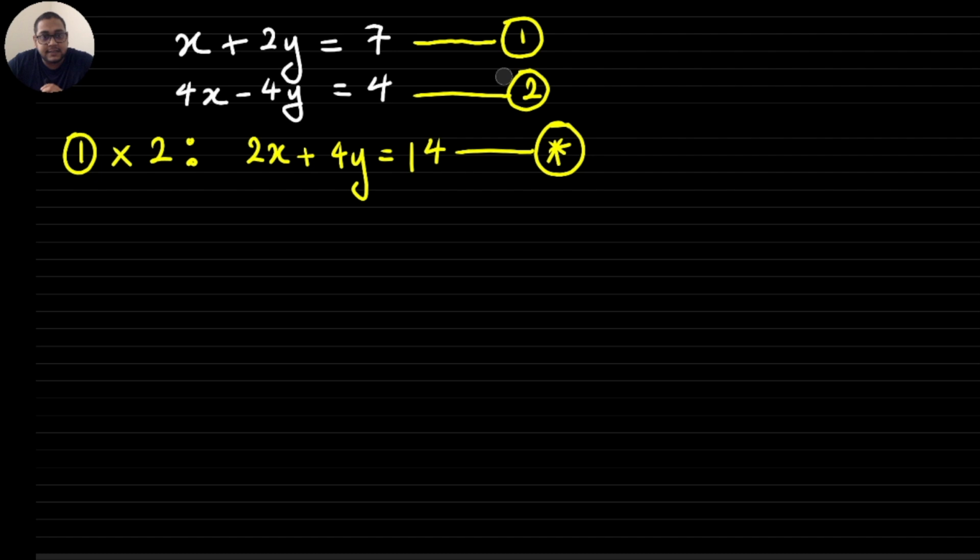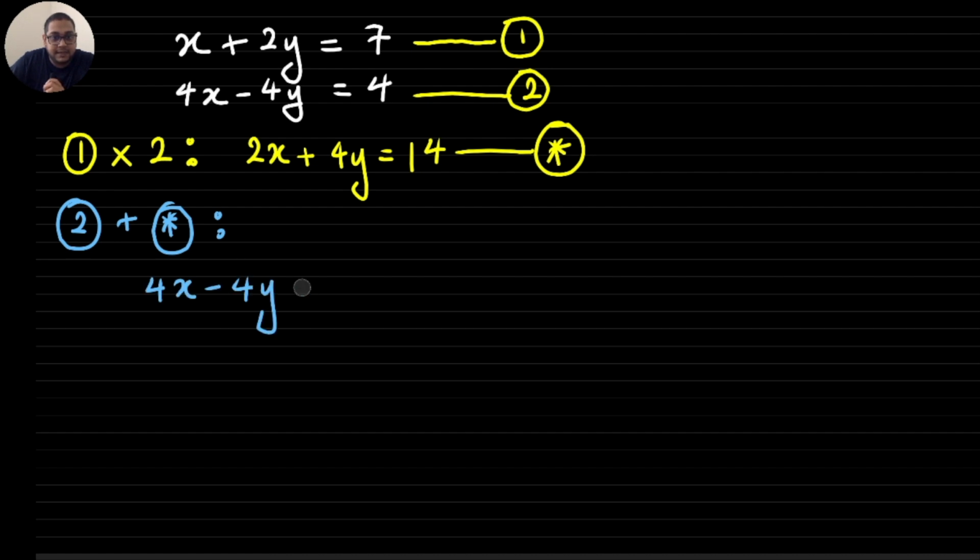Right, so moving on to the next step, we now have negative 4y in equation 2 and positive 4y in the asterisk equation. This would cancel off if I add these two up. I can now label equation 2 plus the asterisk equation. I'm going to sum them up. Now you simply need to follow these terms. From equation 2, the LHS would be 4x minus 4y plus the LHS of the asterisk equation, which is 2x plus 4y.